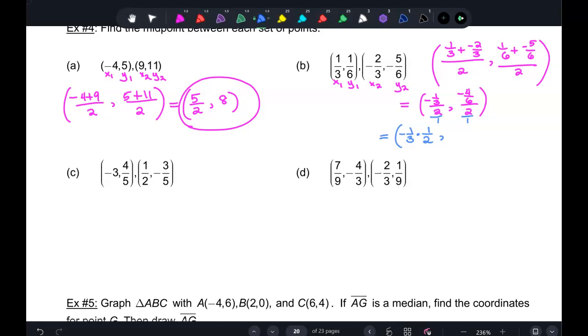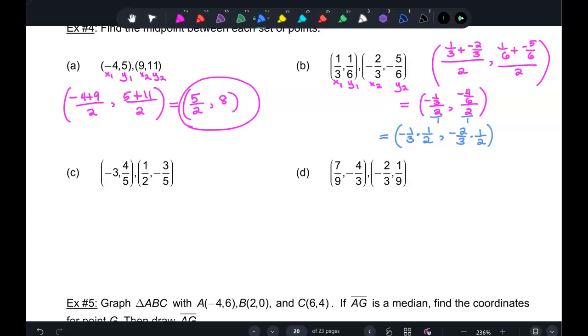Negative 4/6. Can you reduce negative 4/6? Yeah, negative 2/3. What's your reasoning for multiplying? Well, I need to simplify the answer. This is not simplified at all. You can't have a fraction within a fraction, so I need to make it one thing. When I divide by 2, we're going to do this for all of them. Anytime you divide by 2, we're going to end up multiplying by a half.